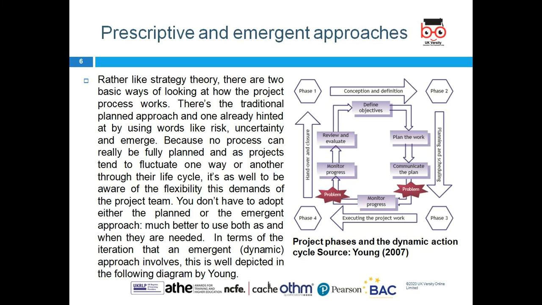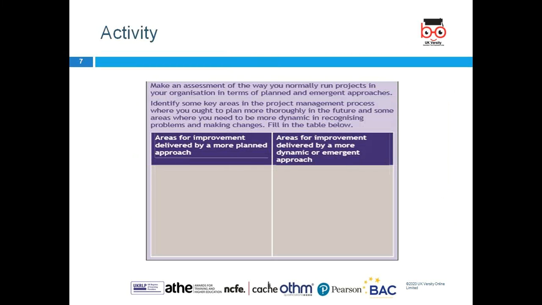Any questions? No? Okay, for next week, this is a bit of activity. Make an assessment of the way you normally run a project in your own organization in terms of planning and any dynamic approaches which you think we need. What are the areas of improvement that could be delivered by a more planned approach, and areas of improvement that could be delivered by a more dynamic approach? Are you involved in any project, or have you observed any project in your own organization?